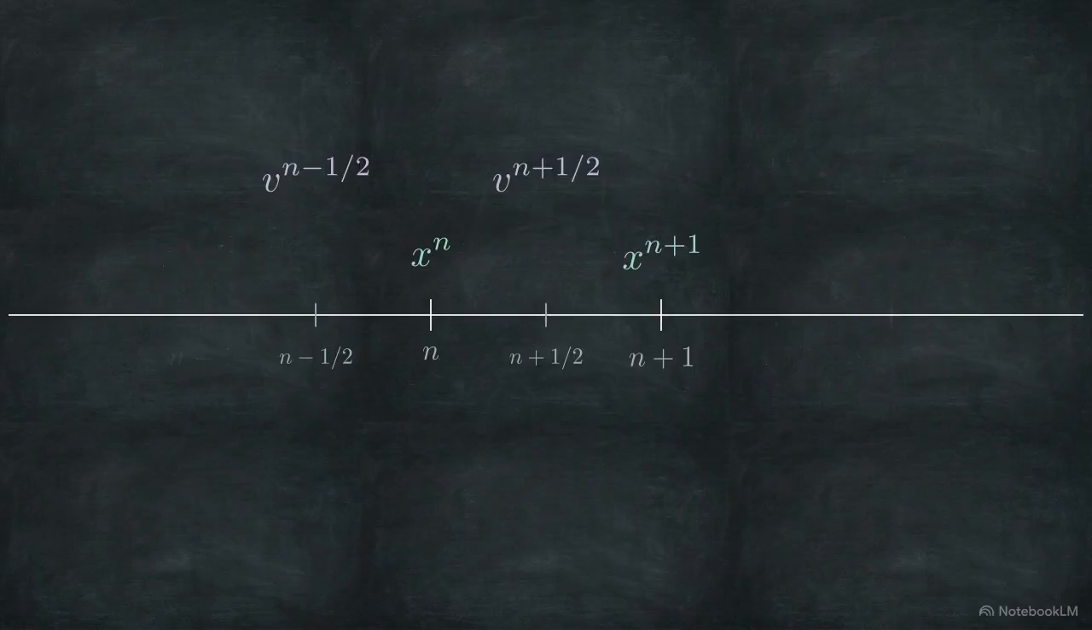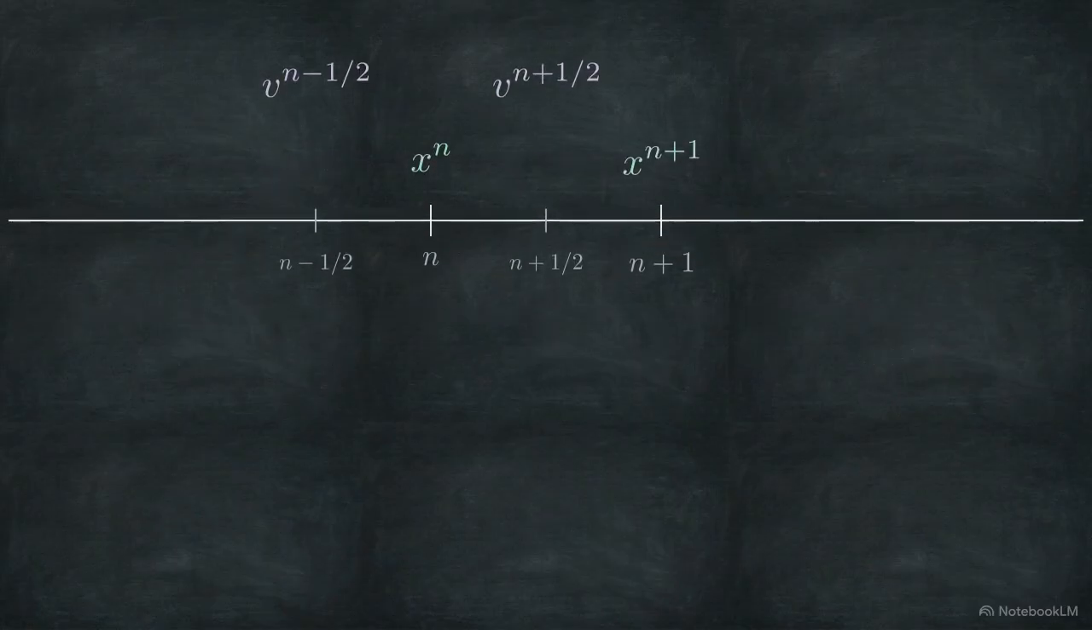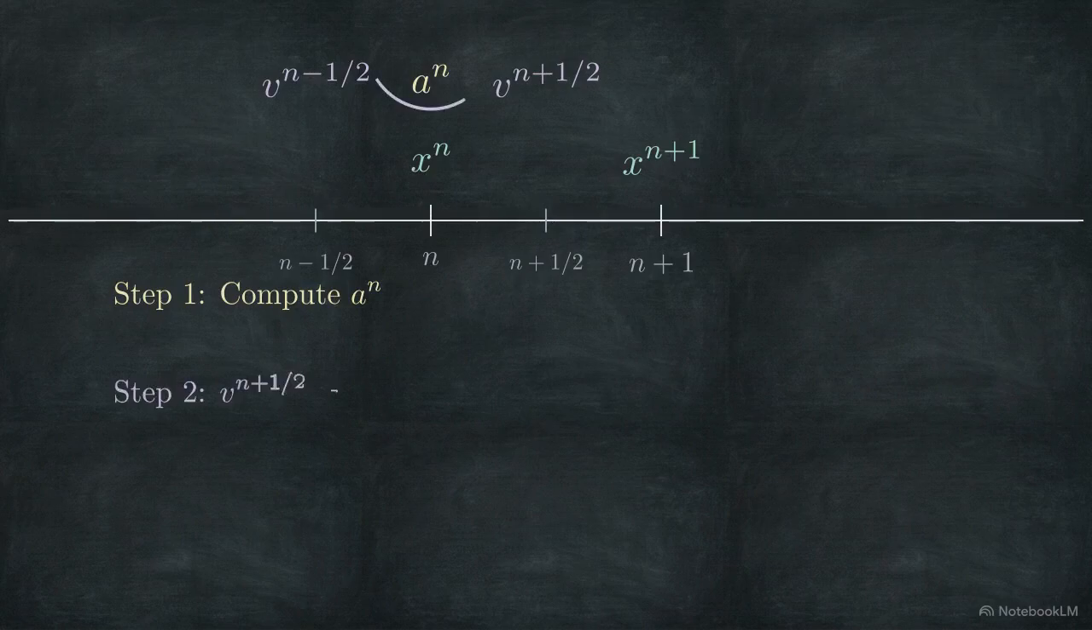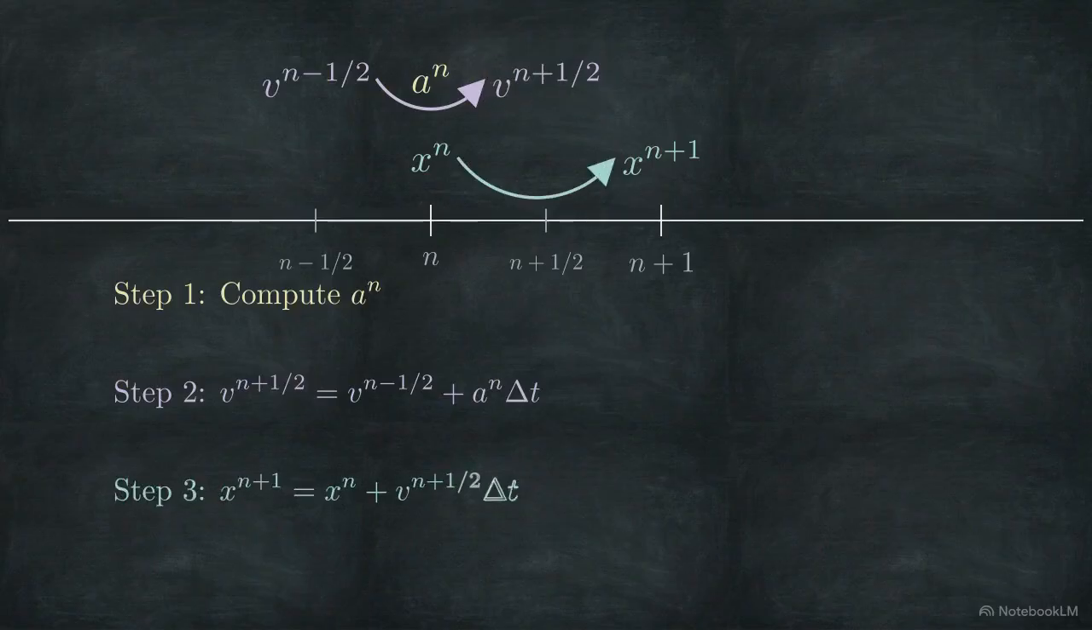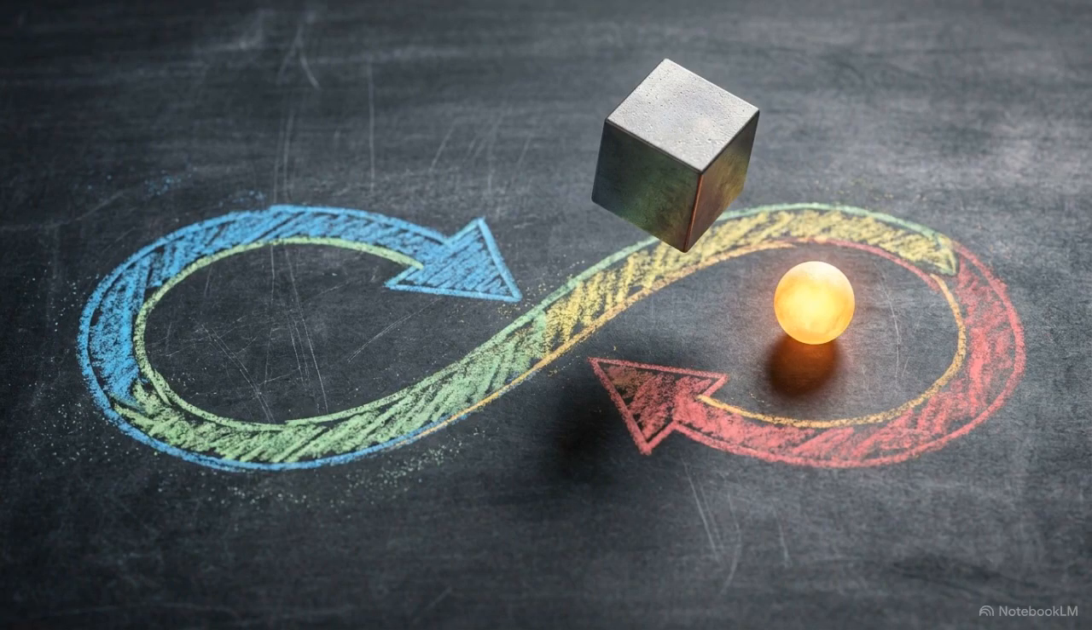The pipeline flows through three sequential blocks. First, the computer calculates the current acceleration, a_n, based on active physical forces. That acceleration pushes the velocity forward by a half step, locking in v_n+1/2. This newly minted velocity then pushes the position forward, locking in x_n+1. Position leaps over velocity, then velocity leaps over position.